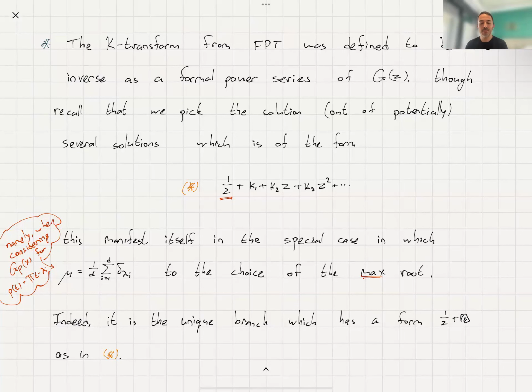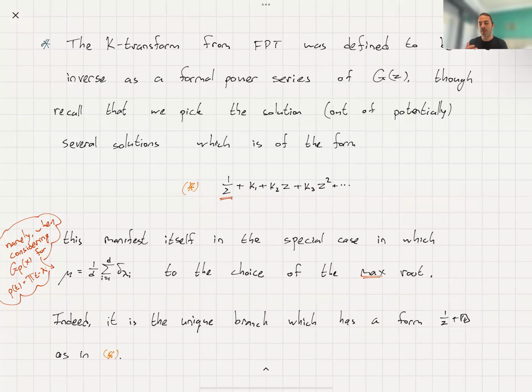So as a remark, just to connect the two things, the K-transform of free probability theory is actually the same function. It was defined differently, or a priori it looks different. It was defined to be the inverse, as a formal power series, of G of Z, the Cauchy transform. We took the Cauchy transform and then we inverted it. And if you remember, sometimes when you inverted it, you got more solutions.